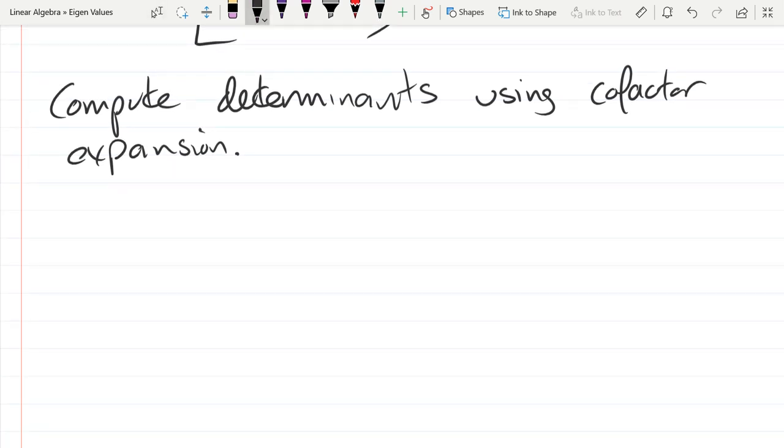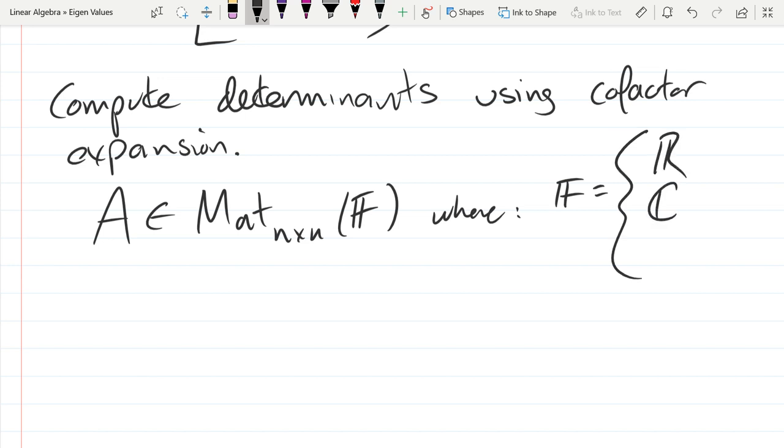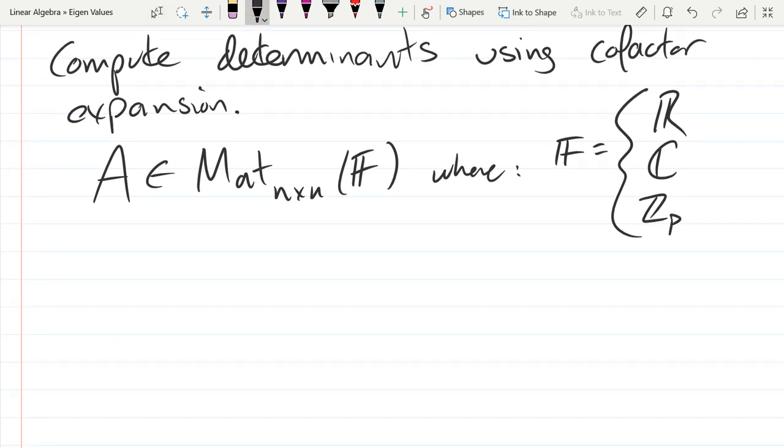So you need a square matrix. We'll take our coefficients to be real. Well, actually, it could be any field, so I'll just put capital F here, where F could be one of three: real, complex, or Z_p. We write vertical bars, which means determinant. I'm going to write it with a sigma notation here.